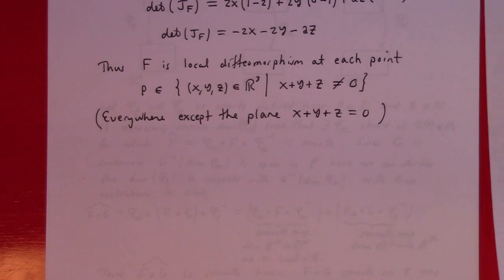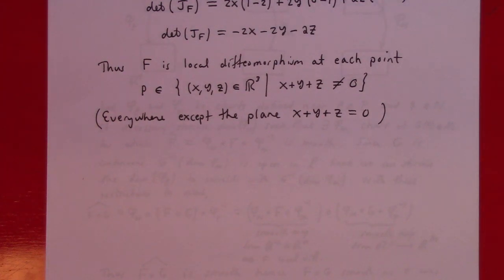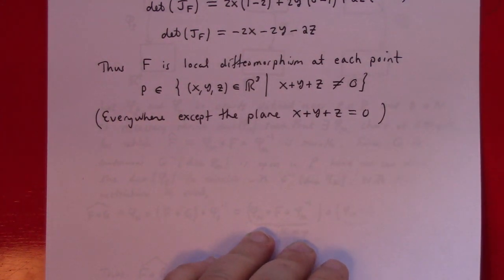It's a local diffeomorphism away from the plane x plus y plus z equals 0. Now, I'm not saying that it's, well, I guess I am saying it's not a local diffeomorphism at those points. That is actually true, because the differential would not be an isomorphism. So it's not a local diffeomorphism at those points.